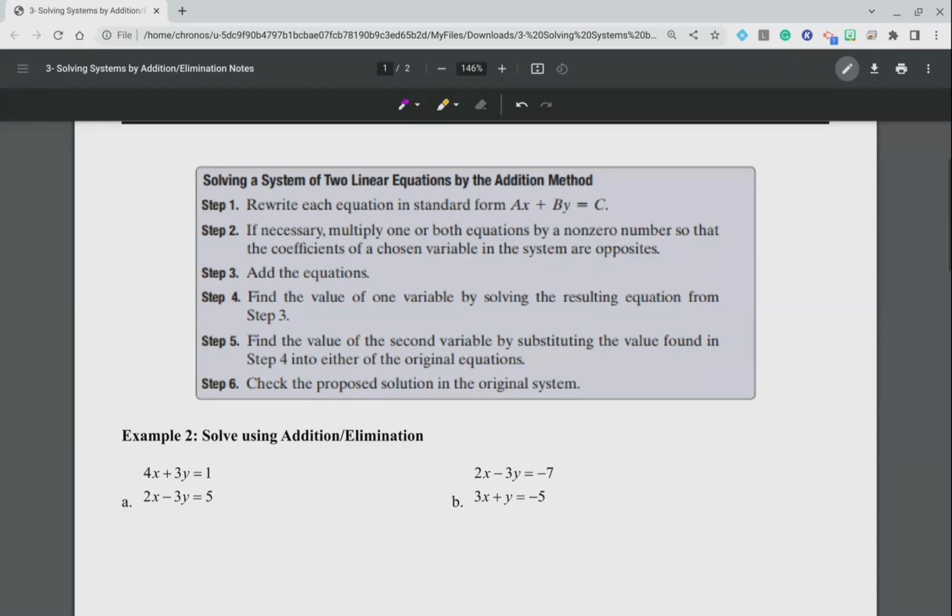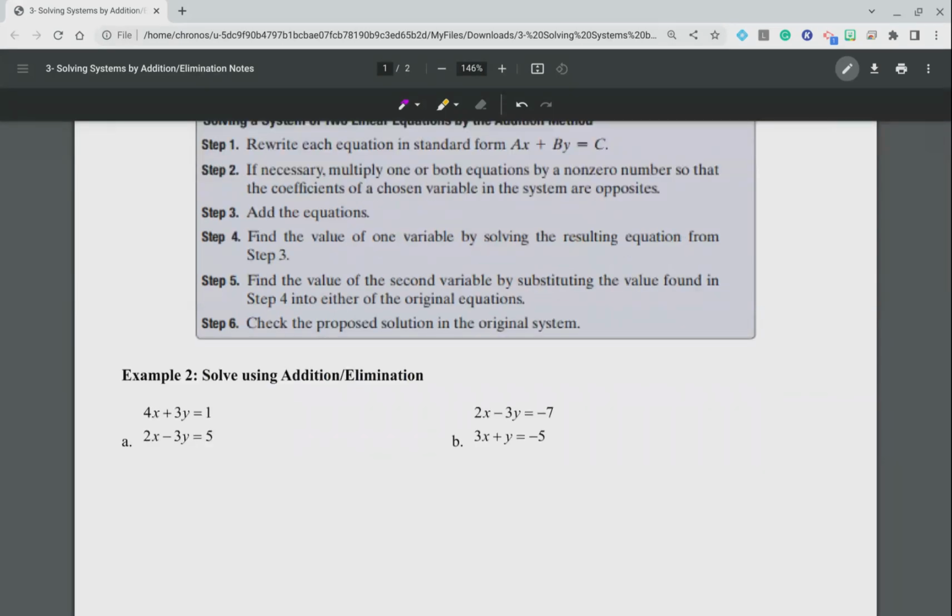What the heck does that mean? Well, again, looking at example A, we don't have to do this because it's already done for us. You can see I have a 3y and a negative 3y, which are opposite. All right, so step 2, already done.